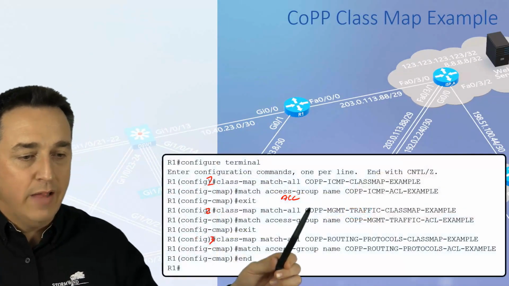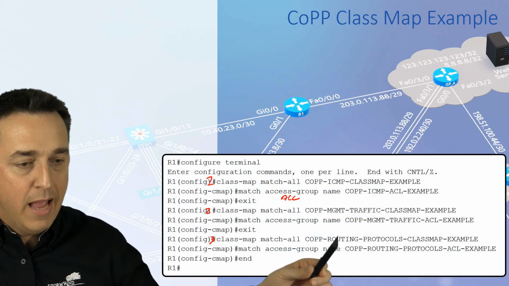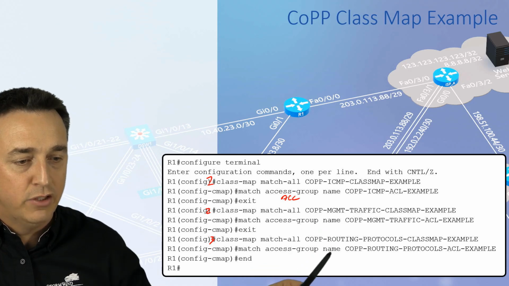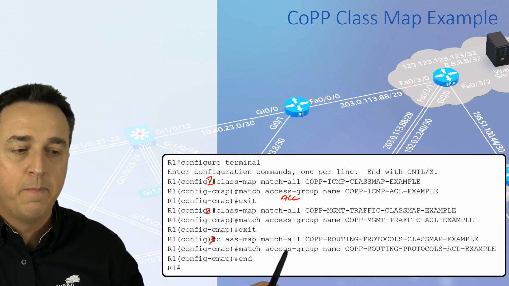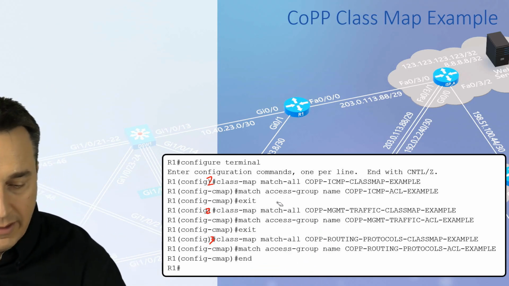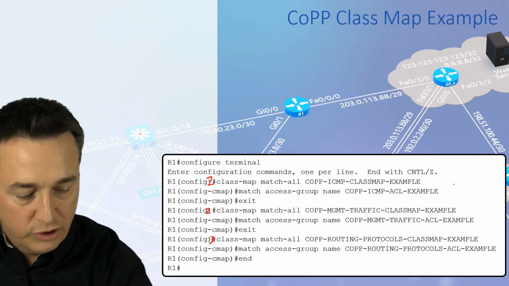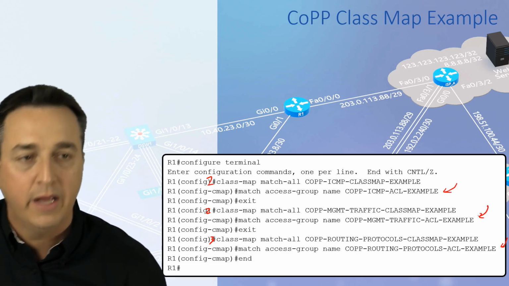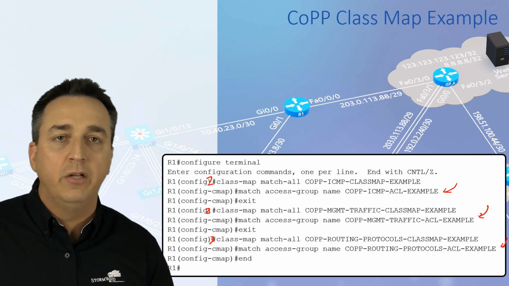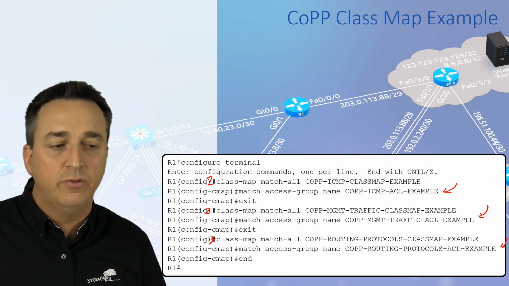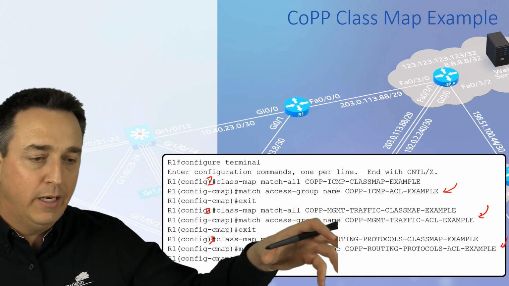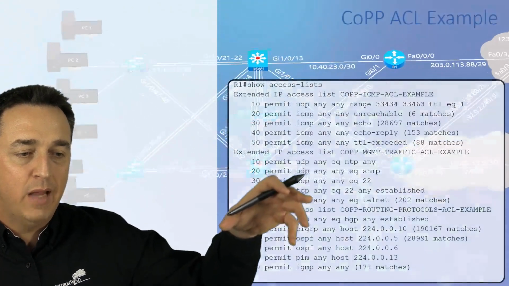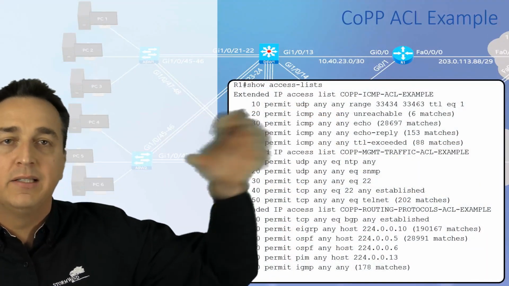Right, so I'm matching that one. And if we look down here, I'm matching the management ACL. If you look down here, I'm matching the routing protocol ACL. So for the exam, you might even have to double check and verify, is this the right one? Is this the right one? Is this the right one? And remember that we're dealing with case-sensitive values here. So the name you put here better be the exact same name that was created here, because it's case-sensitive.